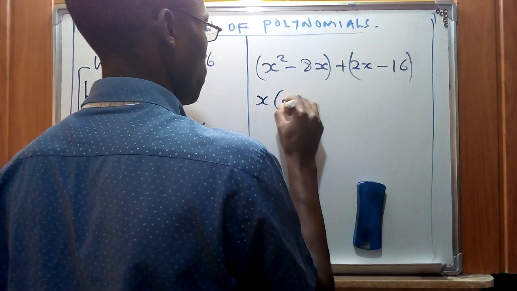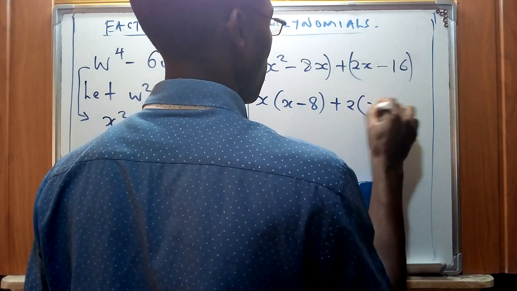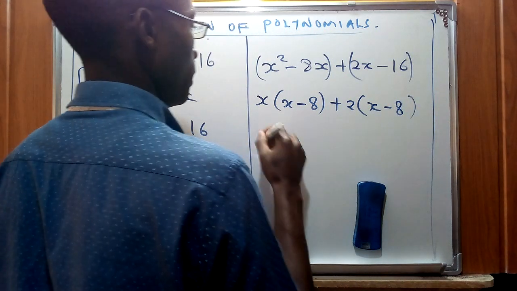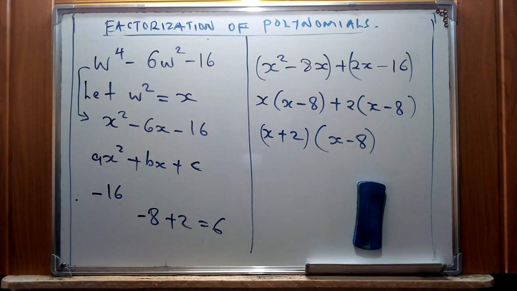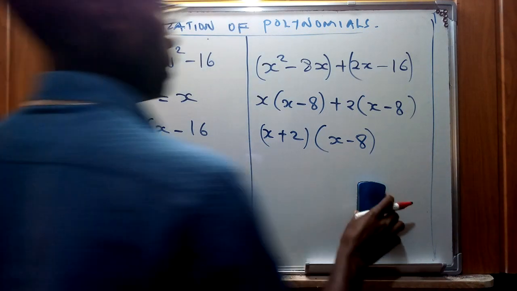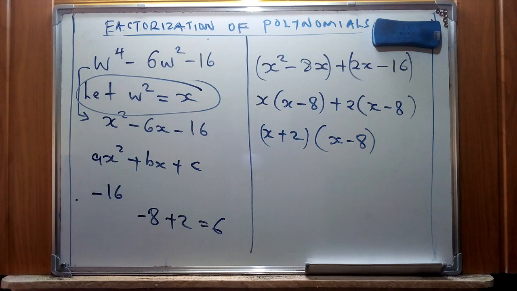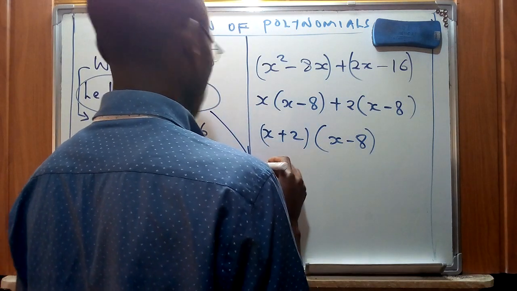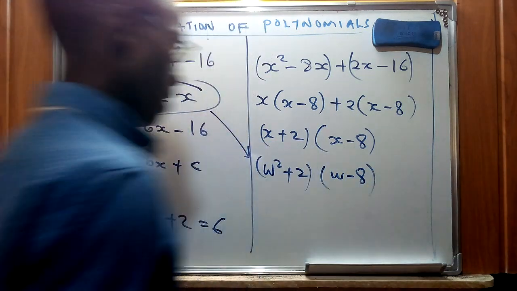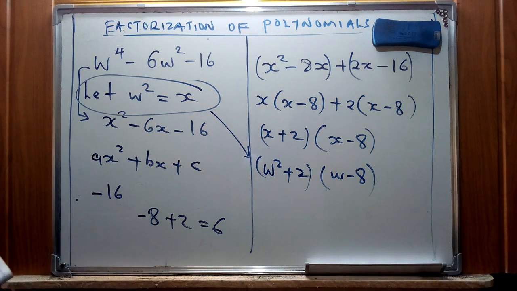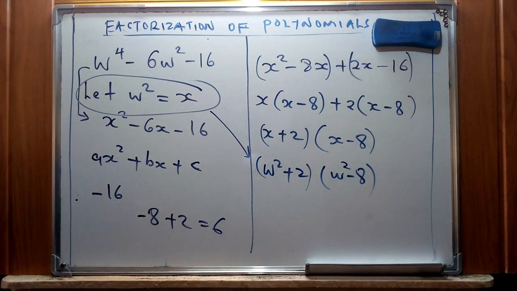Which is going to be x into x minus 8 plus 2 into x minus 8. Therefore, this is going to be x plus 2 times x minus 8 as the factors of that polynomial. But remember, our inclusion of x from this specific point was for simplification purposes. So we're going to return our x and say that this is going to be w squared plus 2 into w squared minus 8 as the respective factors. x represents w squared, so that is w squared minus 8.